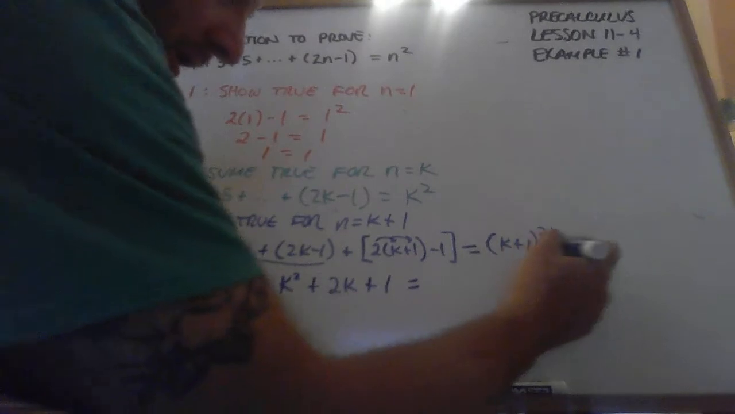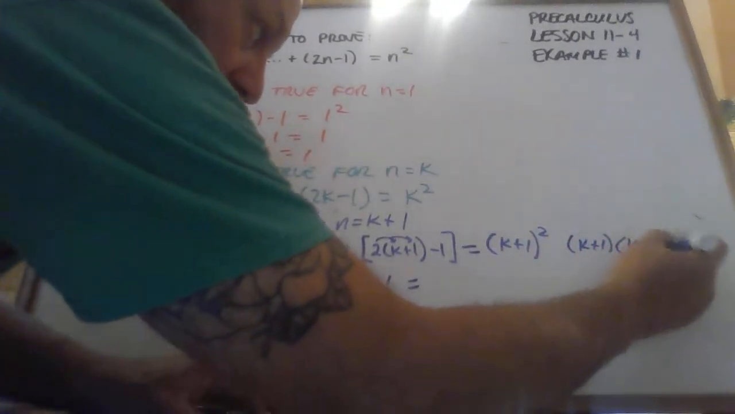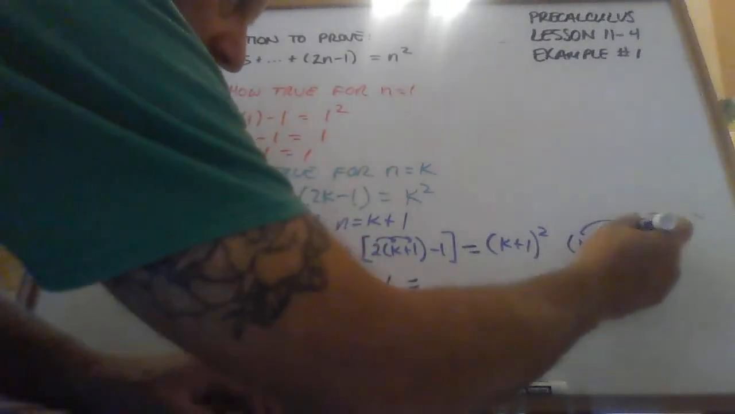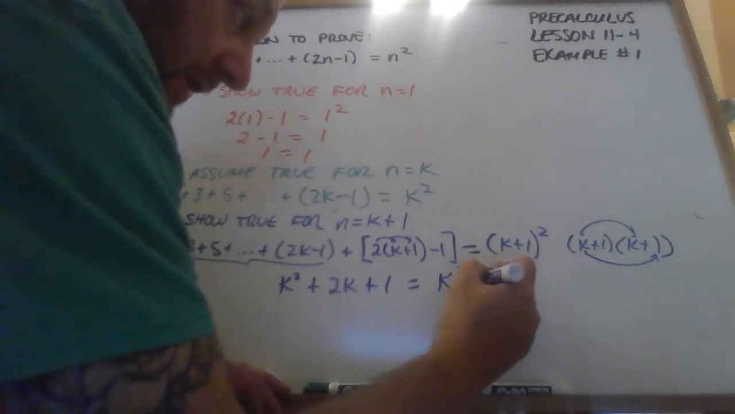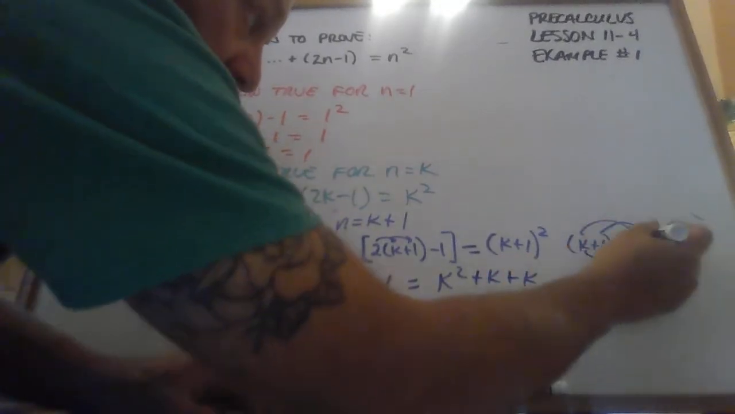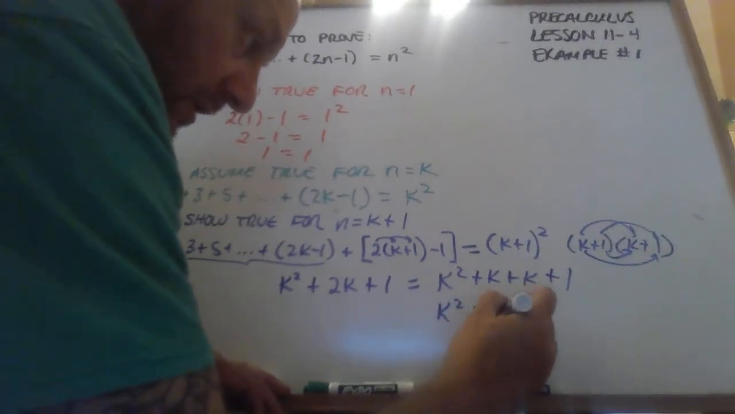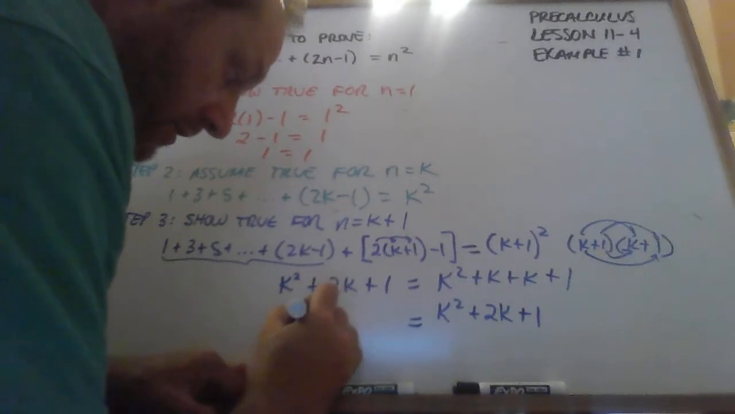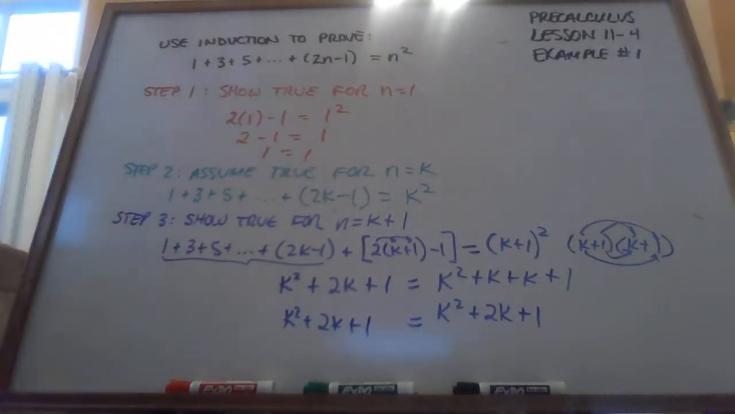Over here, k plus 1 squared is just k plus 1 times k plus 1, right? So if I FOIL this, k times k is k squared. 1 times k is k. 1 times k is k. 1 times 1 is 1. And this is after I combine like terms. k squared plus 2k plus 1 equals k squared plus 2k plus 1. And I've proved that those two things are the same thing.